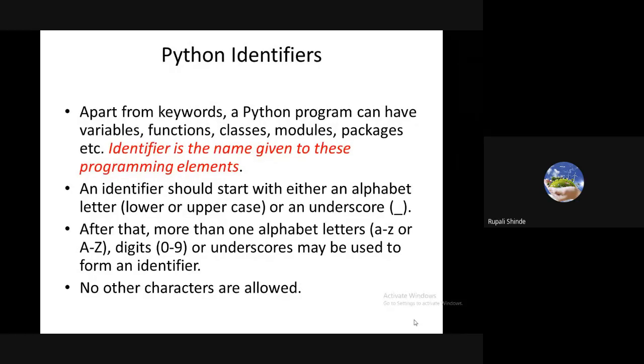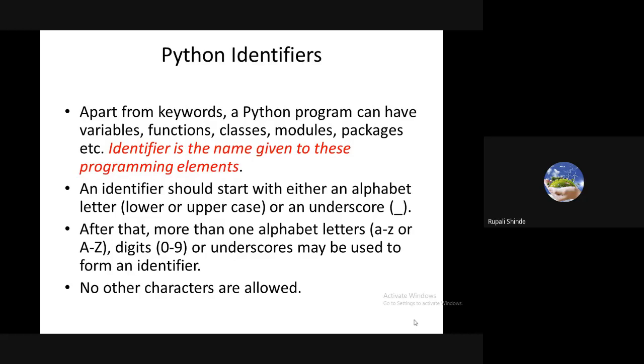Then after that, more than one alphabet letters, that is a to z or capital A to Z, digits 0 to 9, or underscores may be used to form an identifier. The first rule is that your first letter should be an alphabet, lowercase, uppercase, or the underscore symbol. After that, you can use any combination of small a to z, capital A to Z, digits 0 to 9, or underscore. No other characters are allowed. Special symbols cannot be used in an identifier.